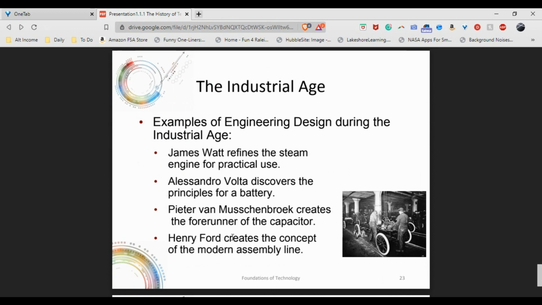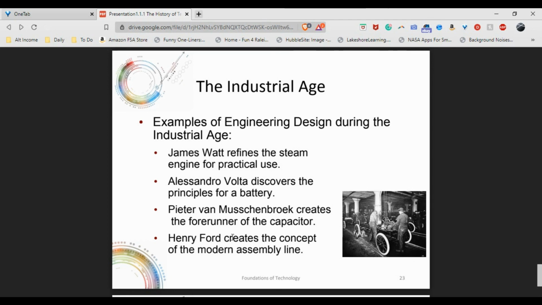And now we get to see the explanation. This is where engineering really starts coming into play, where we get to understand a little bit better about what an engineer is. James Watt refines the steam engine for a more practical use. The steam engine had been around for a long time, but to use it for more common purposes, steam locomotives had been around for a while, but the idea of being able to consolidate it into something like a car was unheard of.